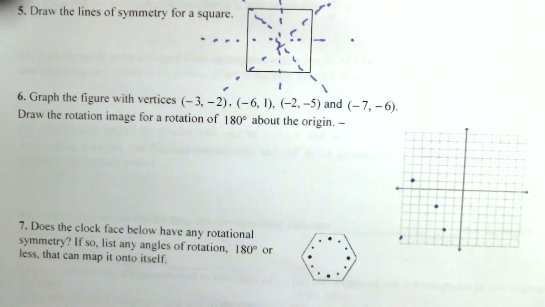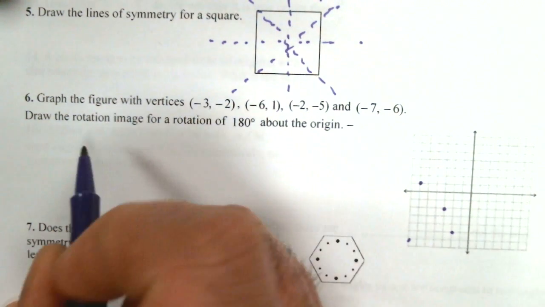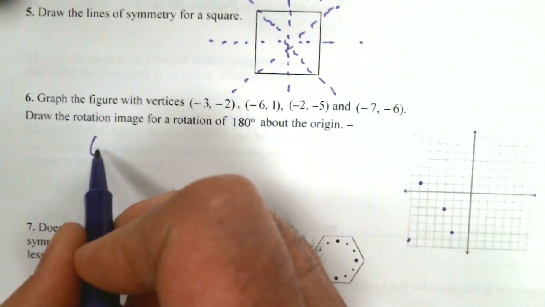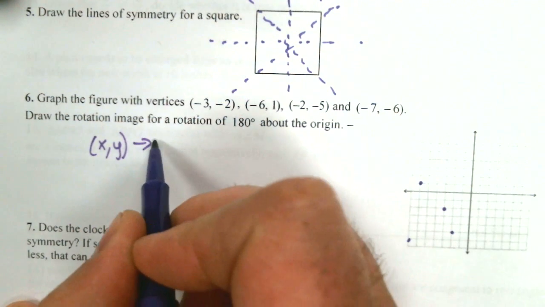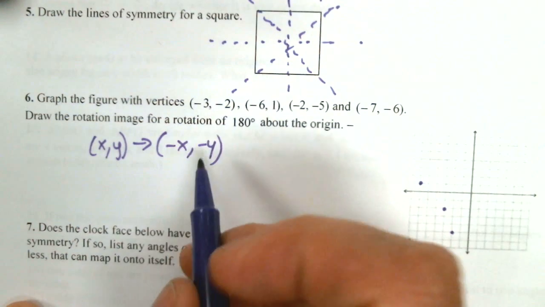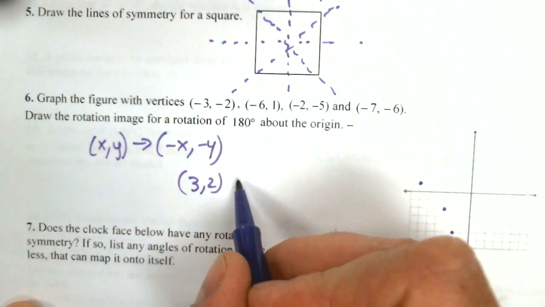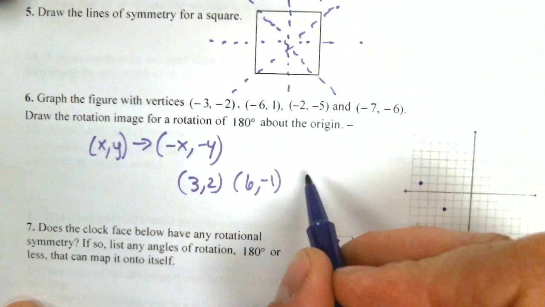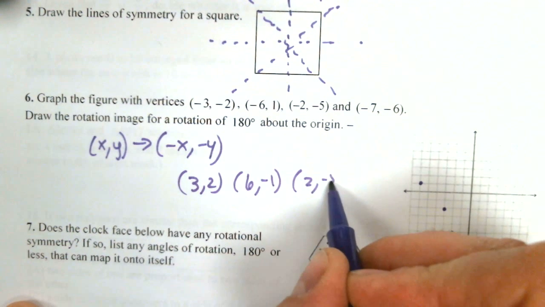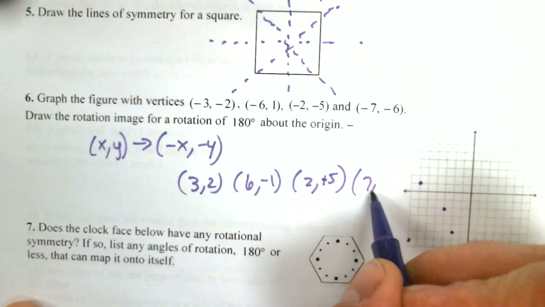If those are my figures and I want to rotate those 180 degrees about the origin, well, when we rotate 180 degrees, we get a mapping of x, y onto negative x, negative y. So my points would end up being 3, 2, 6, negative 1, 2, 5, and 7, 6.